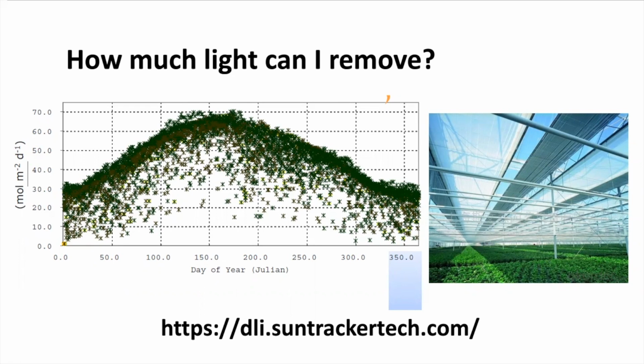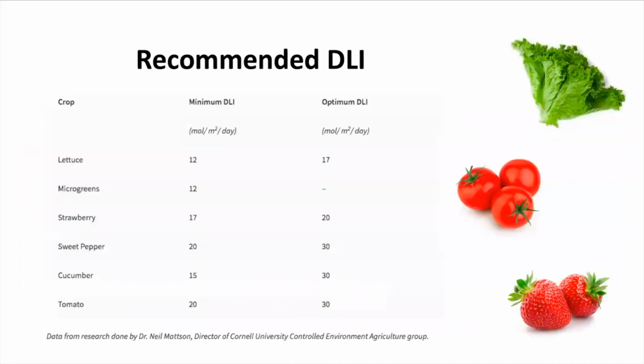Once you have DLI data, you need to check the recommended levels of DLI to keep normal growth in your crop. Let's always try to choose a shade cloth that can remove enough light and radiation, but without removing more than the recommended levels of DLI.